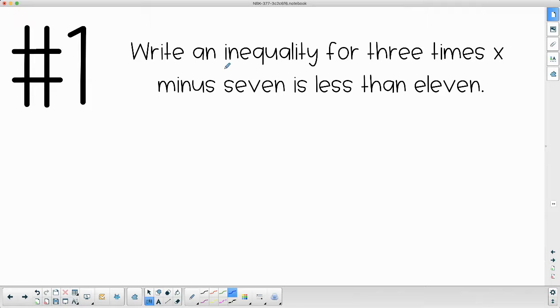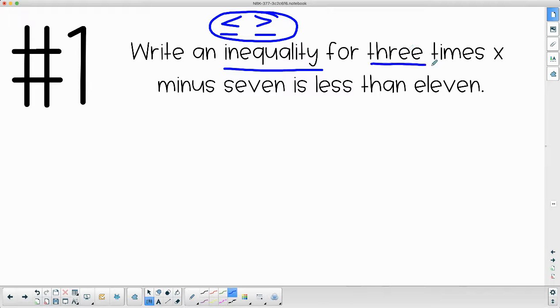Number one asks to write an inequality. If you remember, that means it is not equal. So it could be a less than sign, a greater than sign. They could also be less than or equal to, greater than or equal to. So we're using these kinds of symbols in our problems.